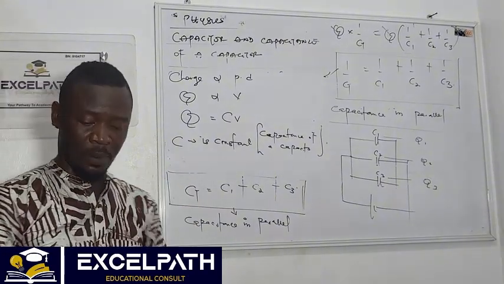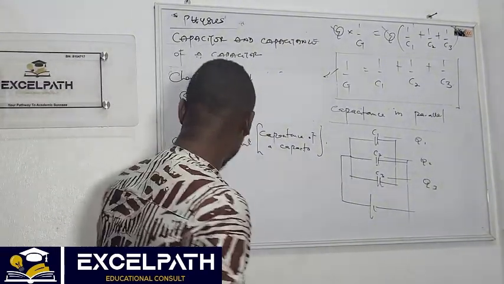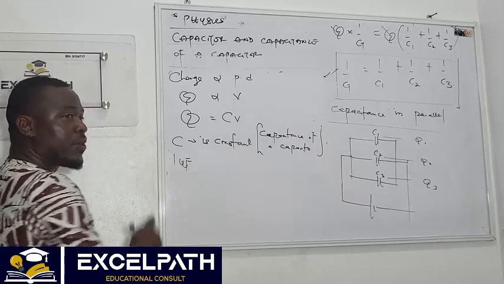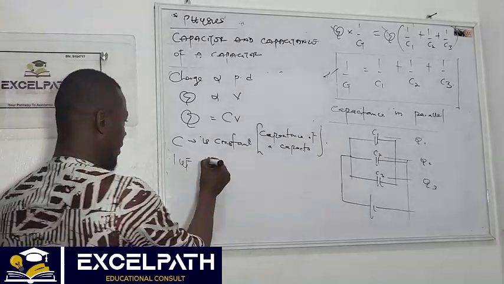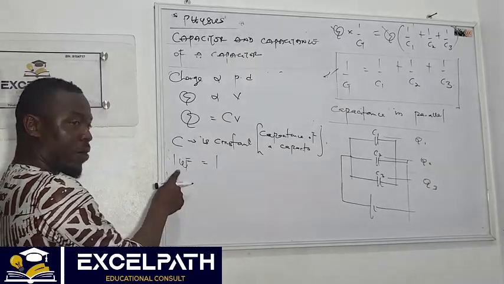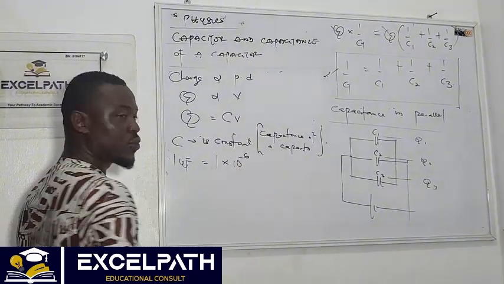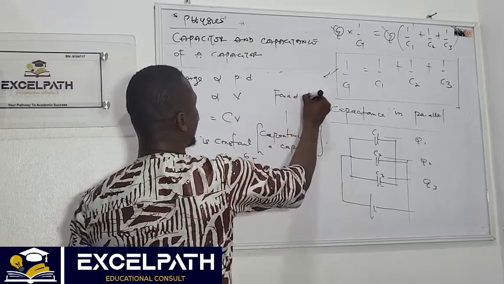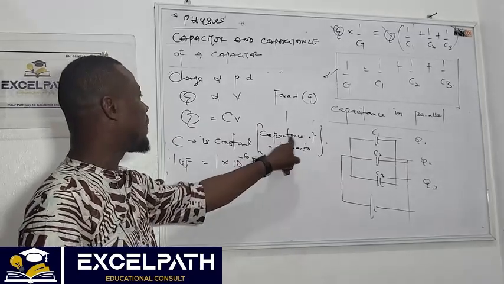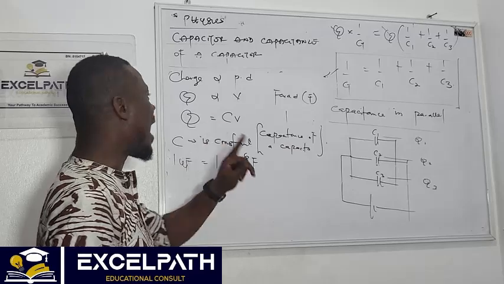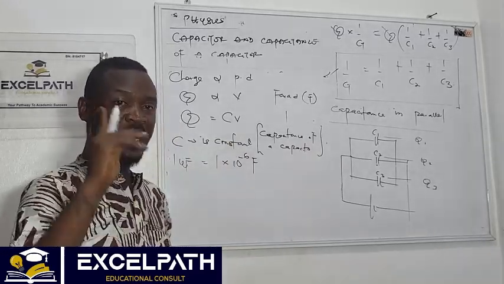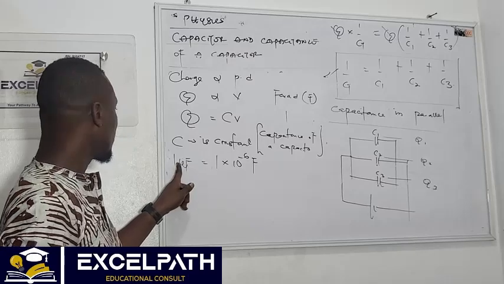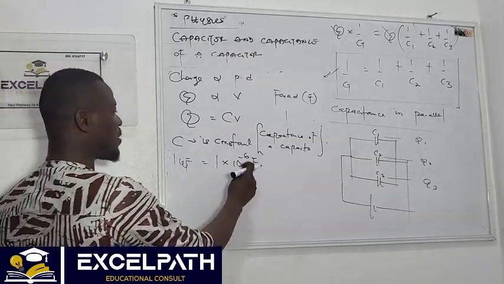Before we move on to solving questions from the past questions, let me quickly explain something. In practical aspects, if you have 1 microfarad, this sign that looks like U is called micro. Micro means times 10 raised to power minus 6. And this F here is farad. The farad is the SI unit for capacitance of a capacitor. So I pronounce it as 1 microfarad.